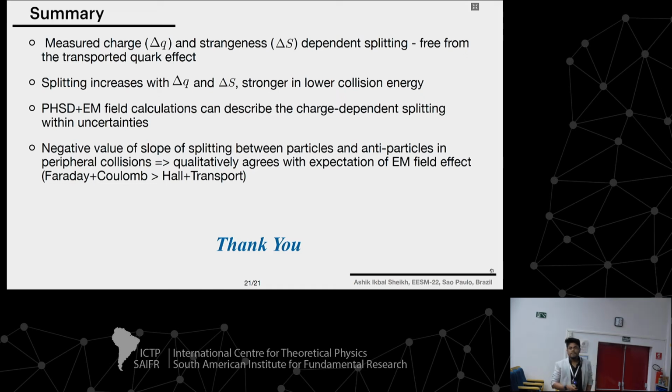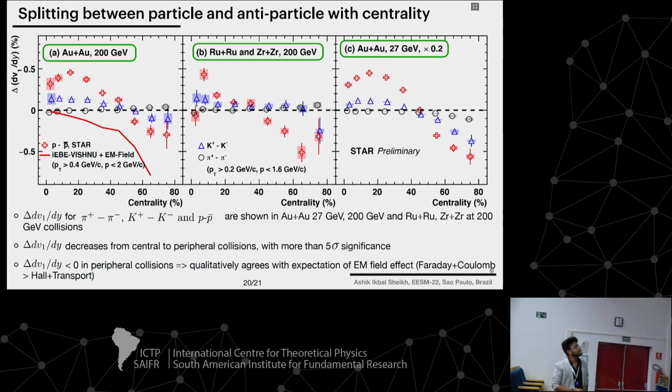Can you go back one page? Yes. I see that you have results for two different energies, and the strength of the signal is pretty much the same in both energies for gold-gold. I wanted to ask you, is there a way to extract the intensity of the field from your analysis?